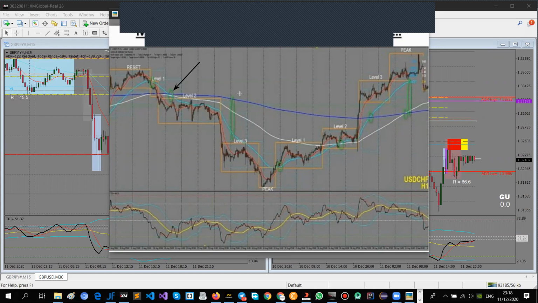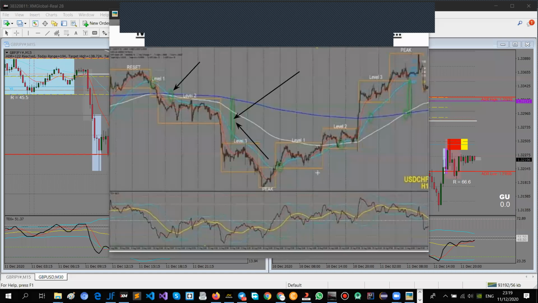Then price went on into level 3. How do you see that this is level 3? The fanning out of EMAs right there. That's how we see that price is in level 3. Then price went on to form a peak. The peak was confirmed. How do you see that the peak was confirmed?